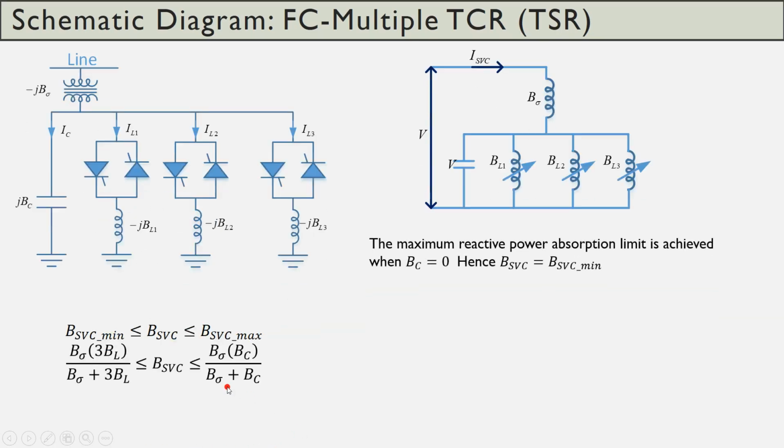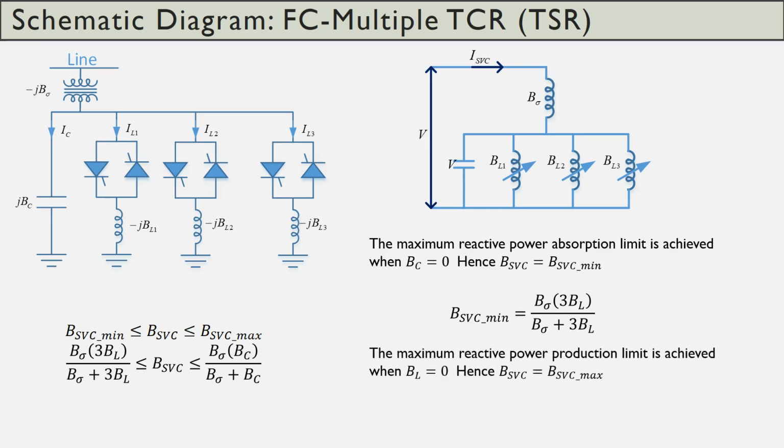So BSVC minimum is equal to B sigma into 3BL upon B sigma plus 3BL. So BC is equal to 0 in this case. Maximum reactive power supplied, that is production, by the capacitor is when all BL act like an open circuit, that is BL is equal to 0. Hence BSVC is equal to BSVC max, and BSVC max is given by B sigma BC upon B sigma plus BC. Hence BSVC can be varied between minimum and maximum range. This is the minimum range and this is the maximum range.